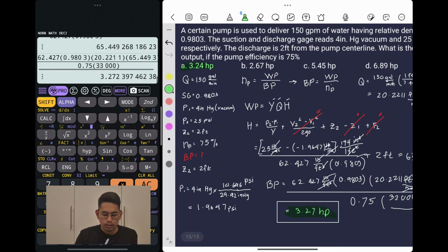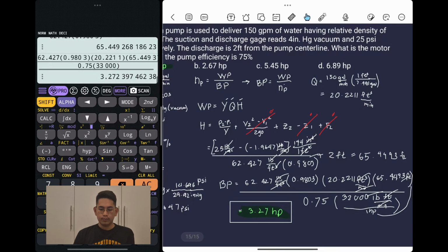Yan, which is ang pinakamalapit ay ang 3.24 HP, not A. So, that's all. Thank you. God bless.